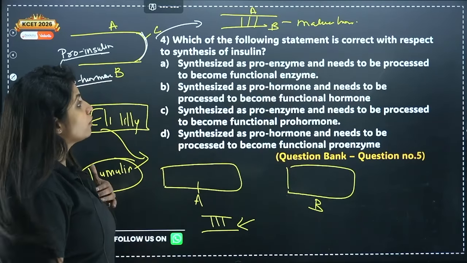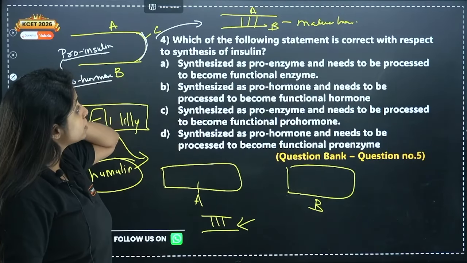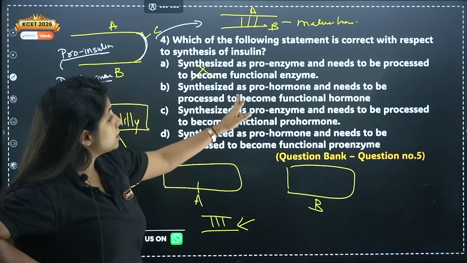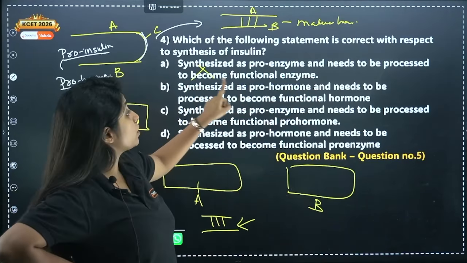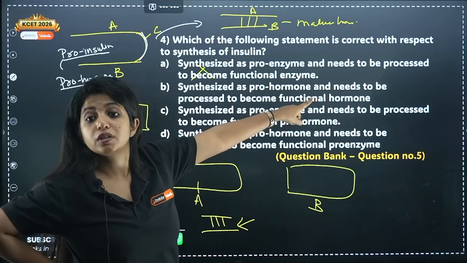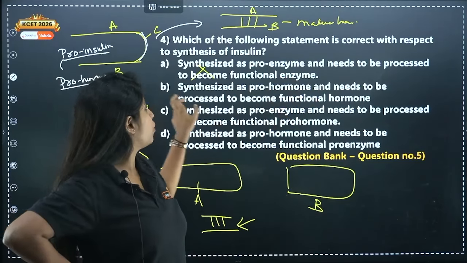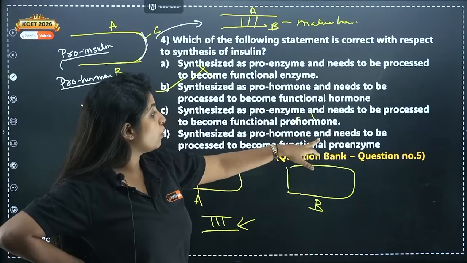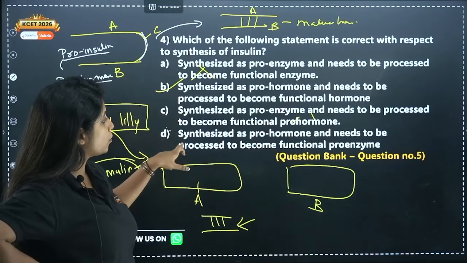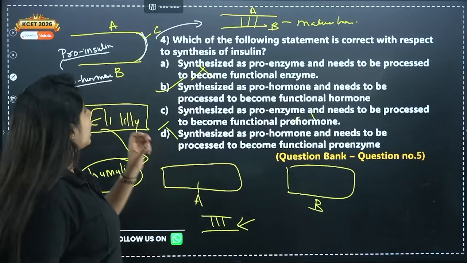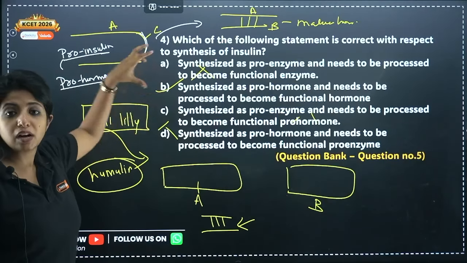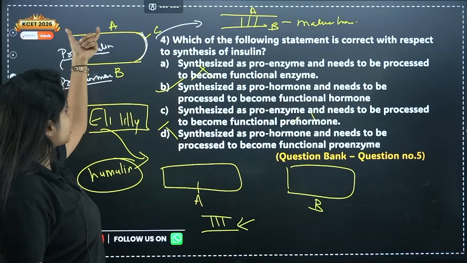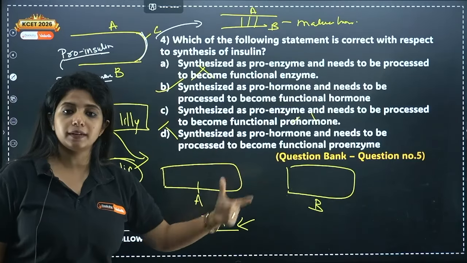So which of the following statements is correct with respect to synthesis of insulin? Synthesized as proenzyme. No, it's a hormone. Synthesized as prohormone and needs to be processed to become a functional hormone. This is correct. Synthesized as prohormone and needs to be processed to become a functional proenzyme is also wrong. So why not, ma'am, put the entire gene over here? Because E. coli does not have machinery to cut the C peptide out. That is why we made sure A peptide and B peptide were put separately.